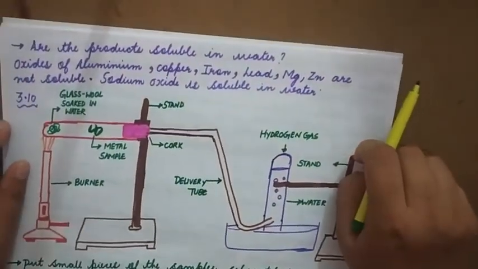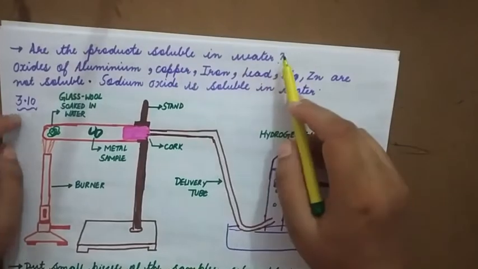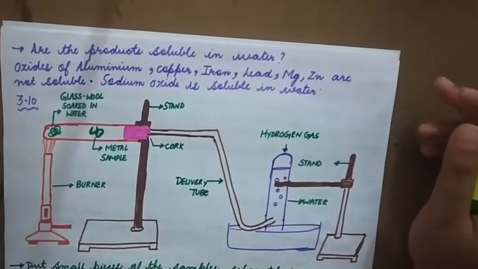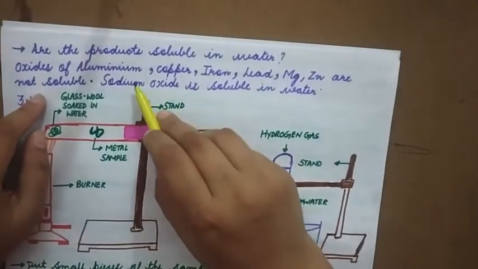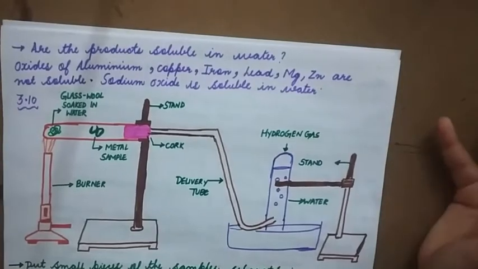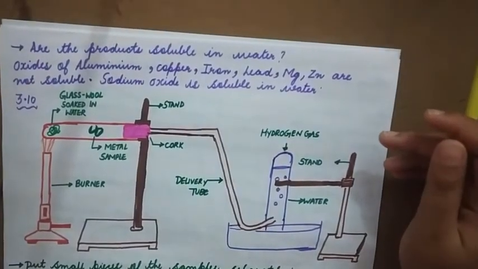See, the products obtained after burning the metal, are they soluble in water? See, only sodium oxide is soluble in water. If you take oxides of aluminium, copper, iron, lead, magnesium, zinc, they are not at all soluble in water.